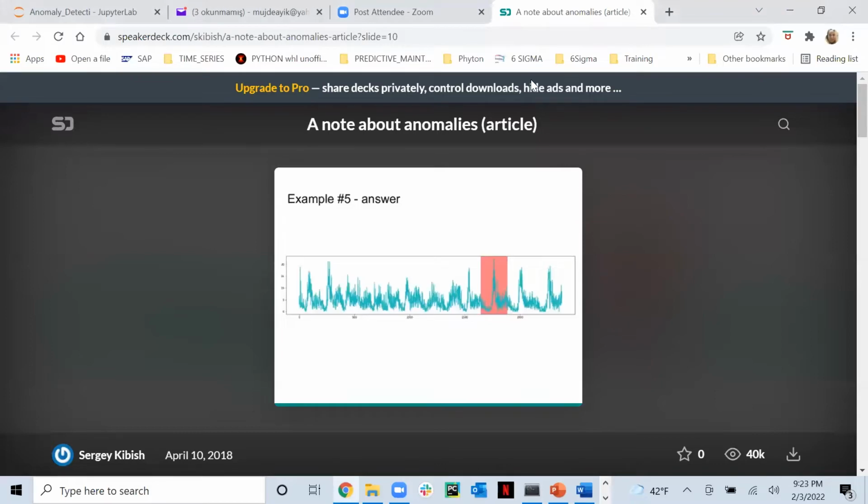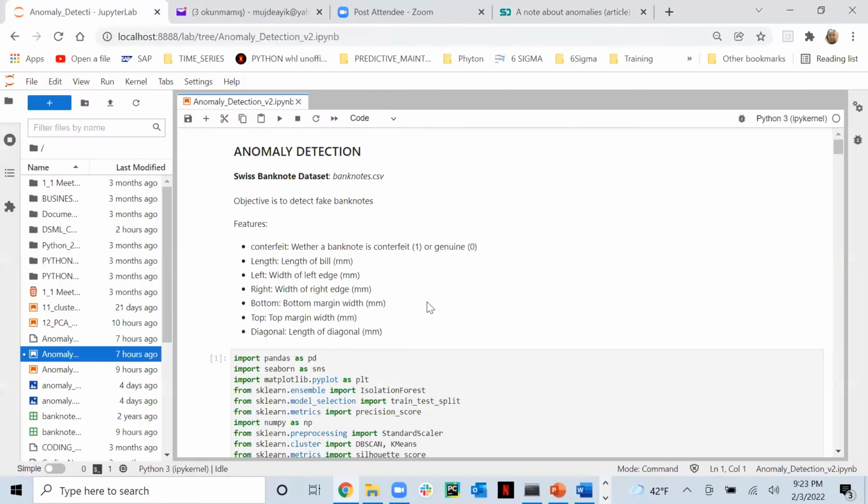So I just have a notebook for that. Basically, I have used this Swiss banknote data set, which has got these features. And we have got a label, but this label is just to double check ourselves. We are not going to do any classification in that respect. We are just going to test our unsupervised approach here.